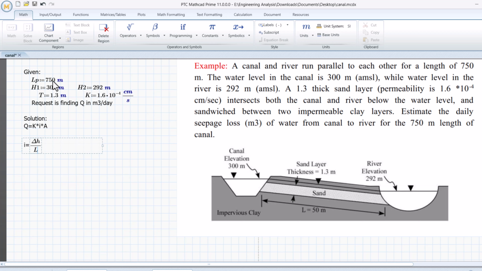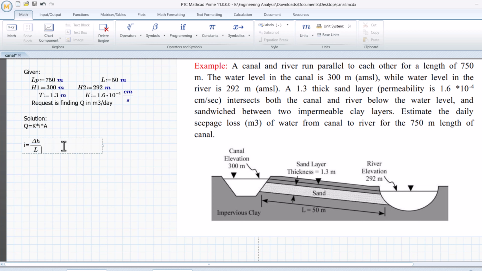This L is different than LP. LP has an angle with the page, with this image, but L of the porous sand which connects the canal and the river is 50 meter. That is the length of the seepage path. Okay, let me define L also. For example, I write capital L equal to 50 meter. You see, given.